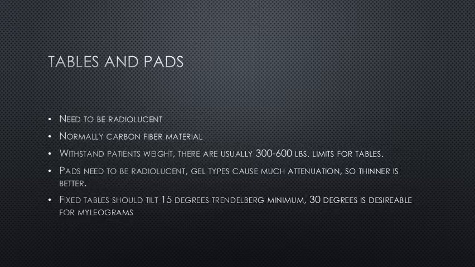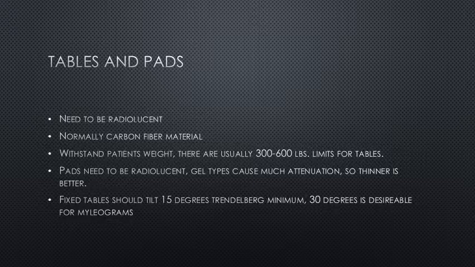You have to think about the table, the way it's constructed. It's always radiolucent and made of a carbon fiber material. It needs to be strong enough that it can support a patient's weight, and that's usually why there are weight limits on tables, because you don't want any bowing of the table itself that could damage some of the equipment underneath.